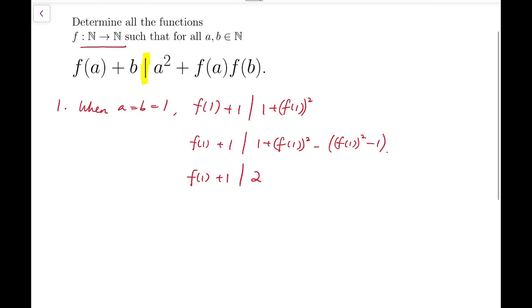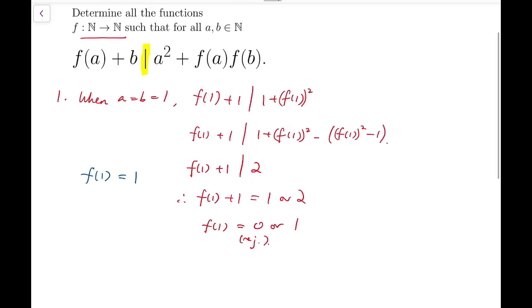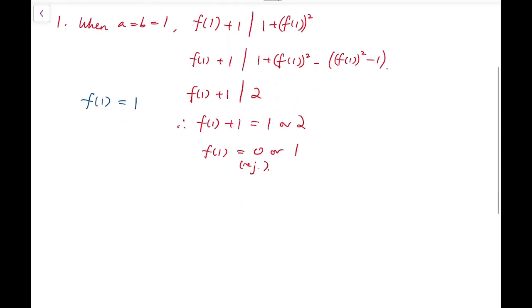And now because the dividend is 2, the divisor can only be 1 or 2. So f(1) + 1 can only be 1 or 2, which means f(1) is 0 or 1. And of course, we reject the 0, so we know that f(1) is 1. So that's the first result we have achieved.